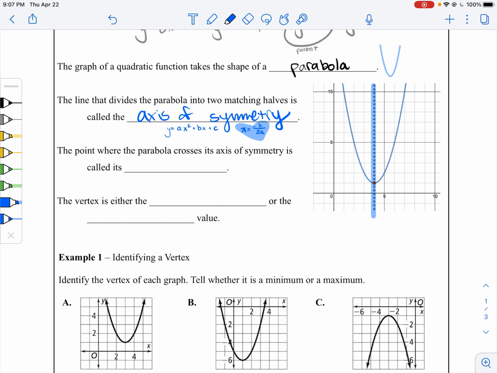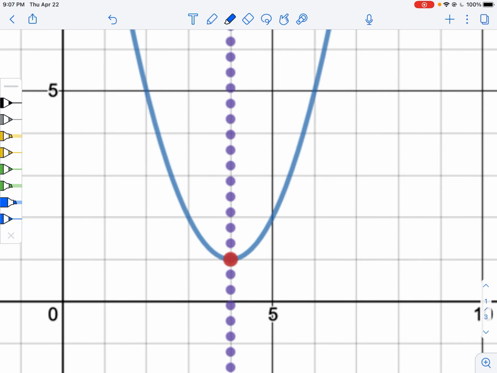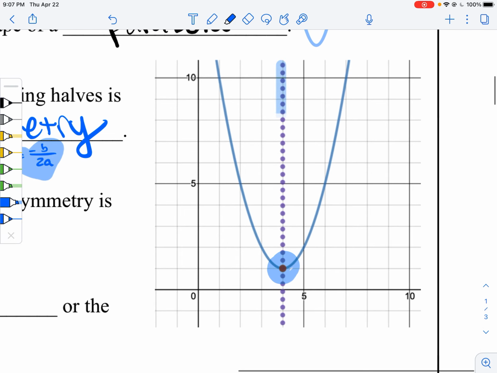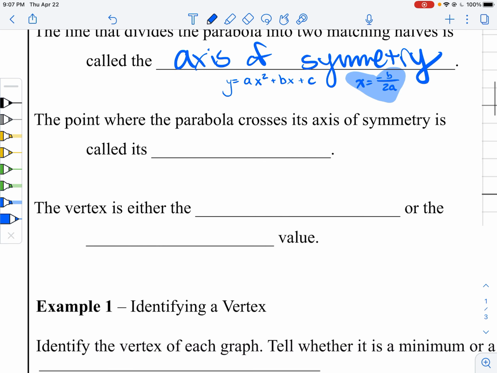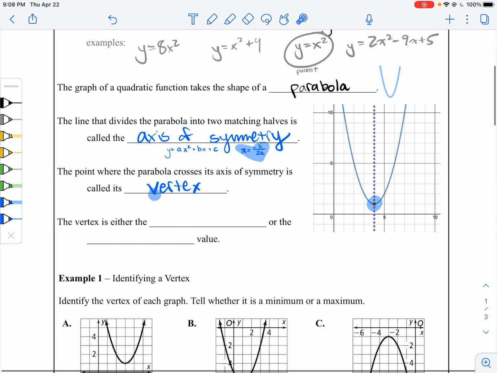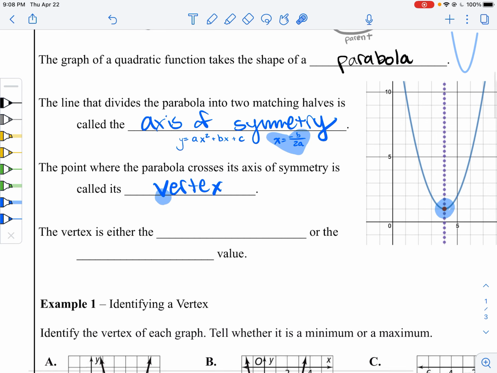The point where the parabola crosses the axis of symmetry, this point right here, we call the vertex. It's where your U stops going down and starts going up. It's where it changes direction. That's so important way later. People often talk about the vertex of a V. We have the vertex of a U right here. So the vertex will always be on the axis of symmetry. It's where the parabola hits its axis of symmetry.